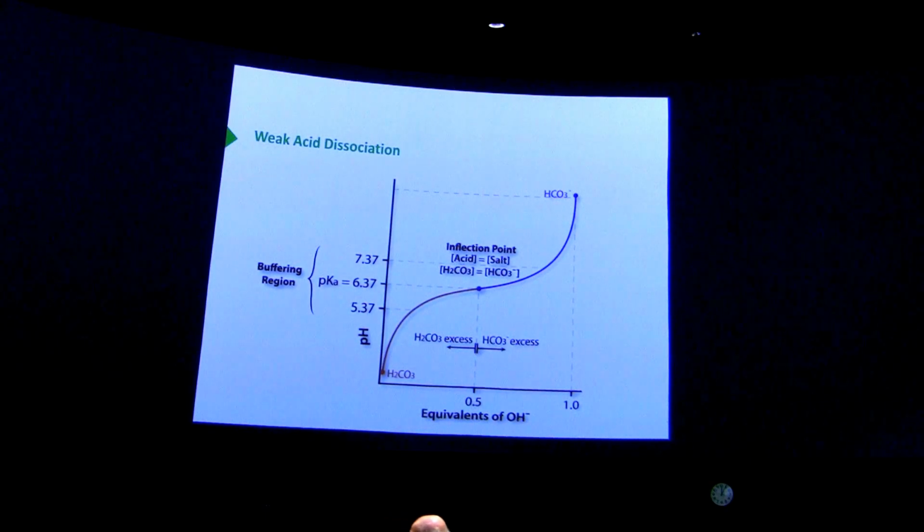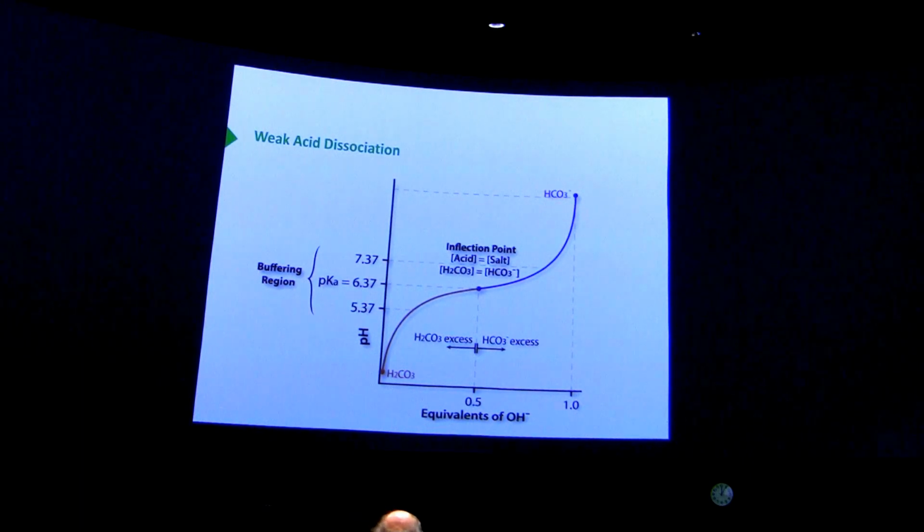If I'm below 6.37, I'm going to have more of the H2CO3. If I'm above 6.37, I'm going to have more of the HCO3-. H2CO3 versus HCO3-, right? Now, you do some exercises, some of the problems I gave you, where you use the Henderson-Hasselbalch equation to see relatively how much of those you have at any given pH. And for a weak acid, Henderson-Hasselbalch is your best friend.